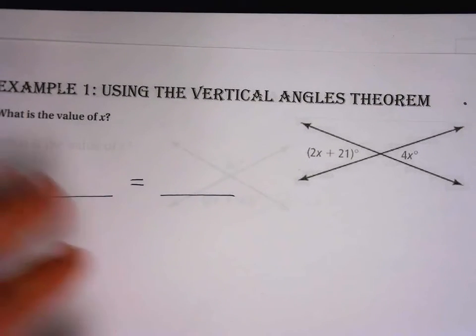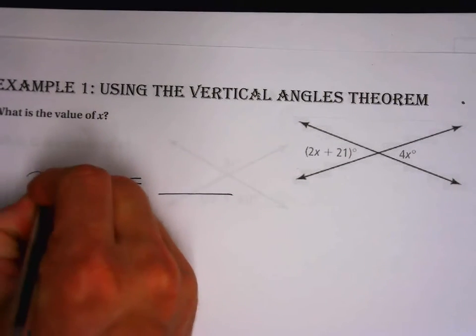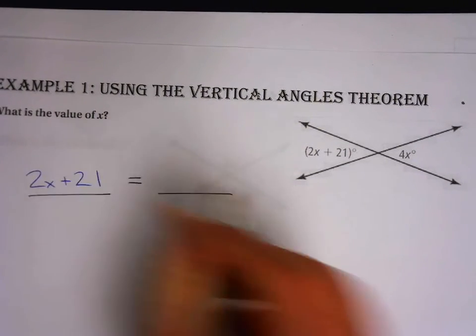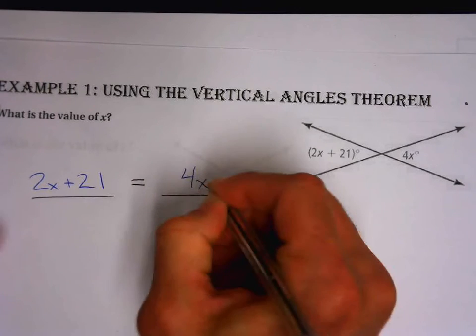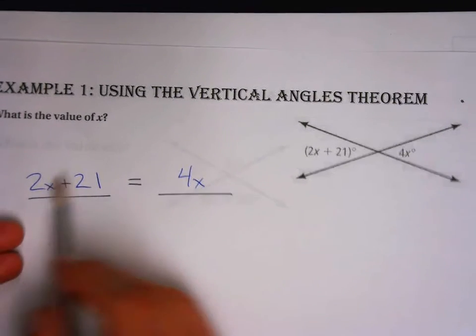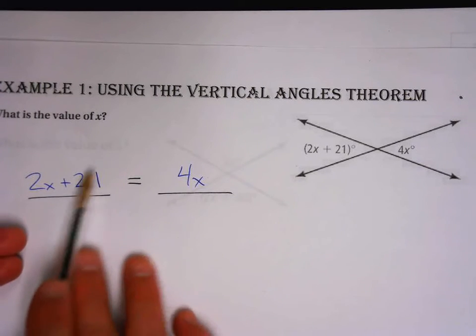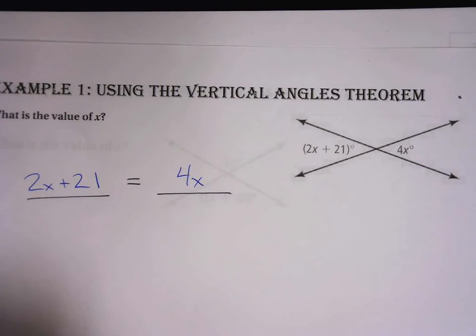So the measure of this angle is 2x plus 1, or 21, and the measure of this angle is 4x. That's what we've established, and we're using the vertical angles theorem. Now we are ready to find the value of x. We have some basic algebra. Just like before, we have x's and 1's, and our 1's are already established on the left-hand side. So we're going to move our x's over to the right-hand side.